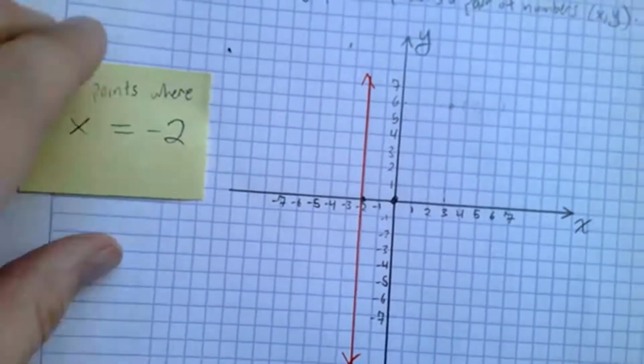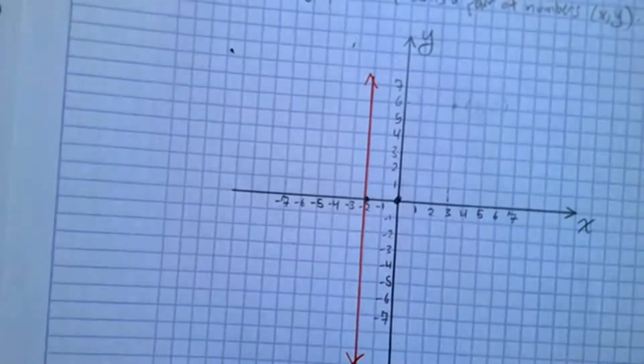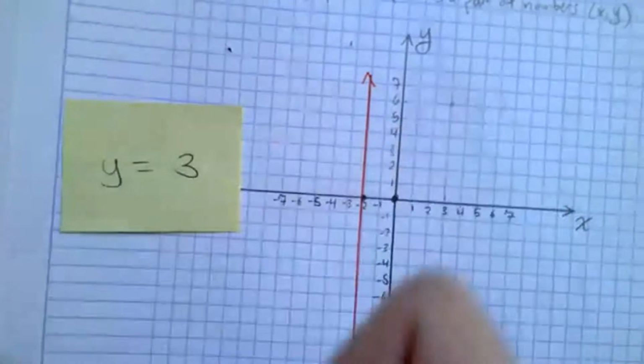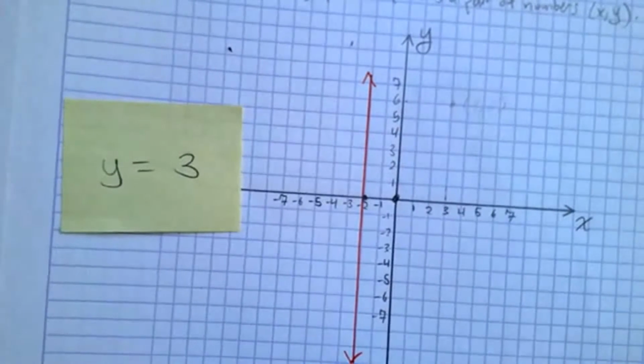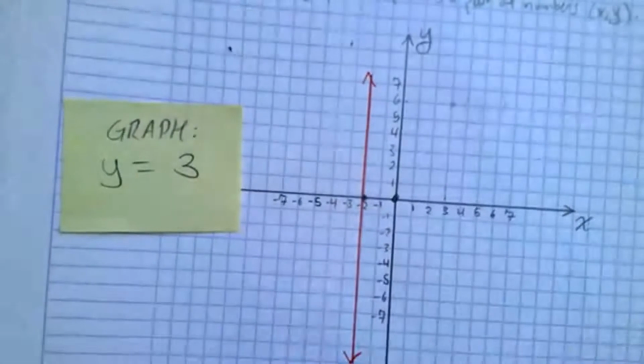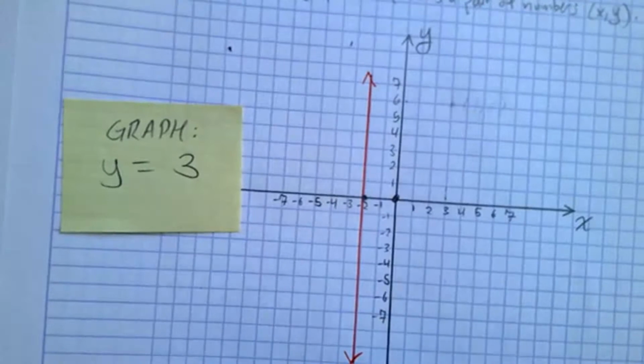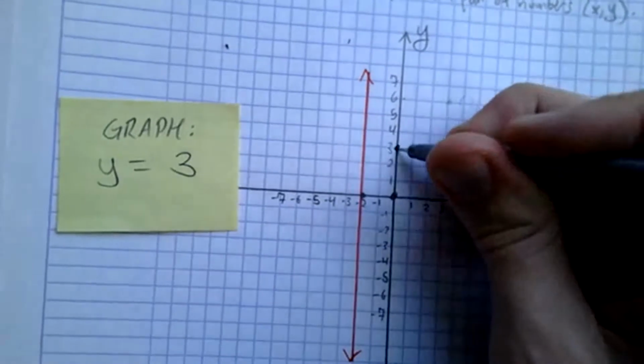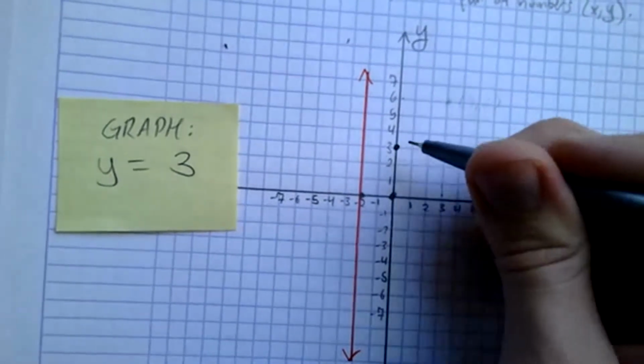Let's look at another example. If I write down the equation y equals 3, what I would like to do when I graph this equation is draw a picture of every single place on this graph that has a y-coordinate of 3. So if we were to do that, I know on the y-axis, 3 is right here. So I know that this point is on the graph.